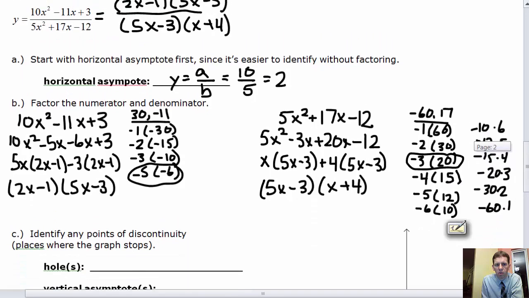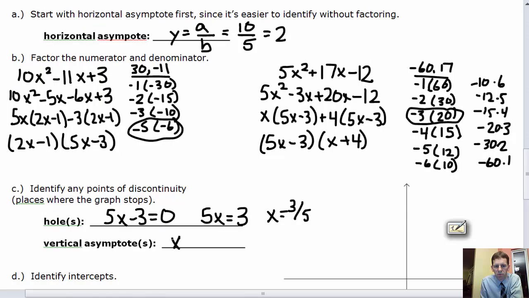This should allow us to figure out things like the holes in the graph. Holes in the graph are any place where if you plug in a value for x in both the numerator and denominator, you get 0. Since 5x minus 3 is in both the numerator and denominator, we can set this equal to 0 and figure out what x would equal. Add 3 to both sides and divide both sides by 5. X equals 3/5 would be a hole of the graph. Vertical asymptotes: if you plug in negative 4 into the denominator, you would get 0. So x equals negative 4 would be a vertical asymptote. This would be a point of discontinuity.